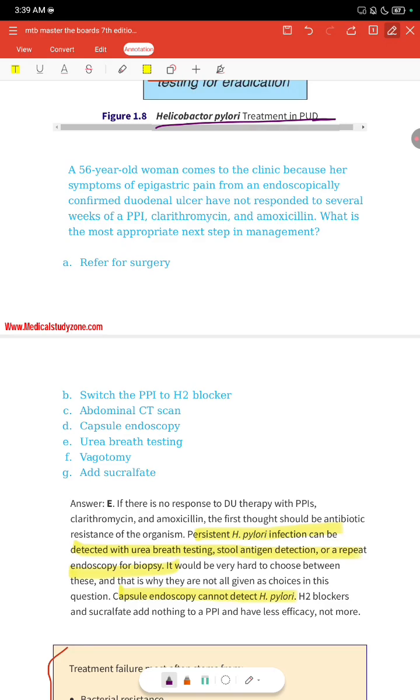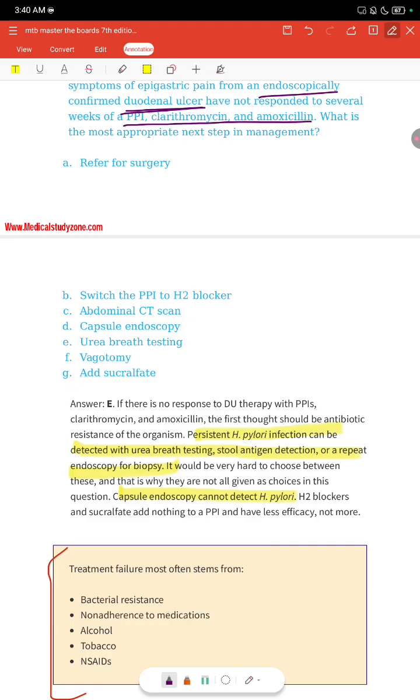A 56-year-old woman comes to the clinic because her symptoms of epigastric pain from an endoscopically confirmed duodenal ulcer have not responded to several weeks of a PPI, clarithromycin, and amoxicillin. What is the most appropriate next step in management? So, the duodenal ulcer is confirmed through endoscopy. The patient has not responded even after several weeks to PPI, clarithromycin, and amoxicillin, and the symptoms persist. So, what is the most appropriate next step in management?